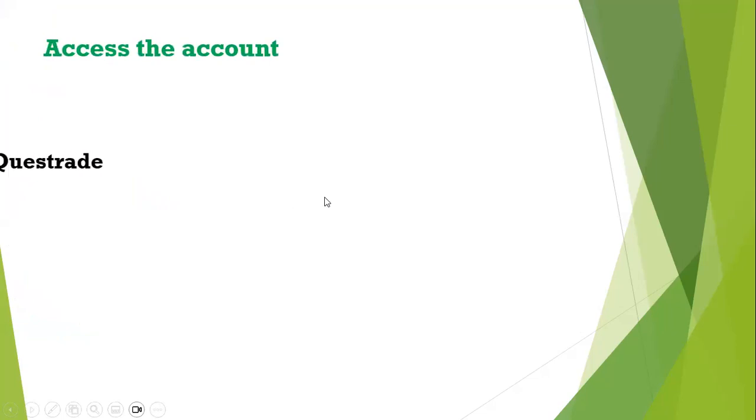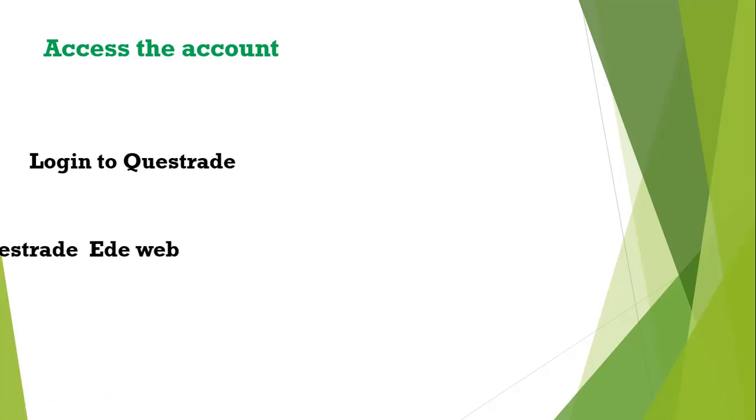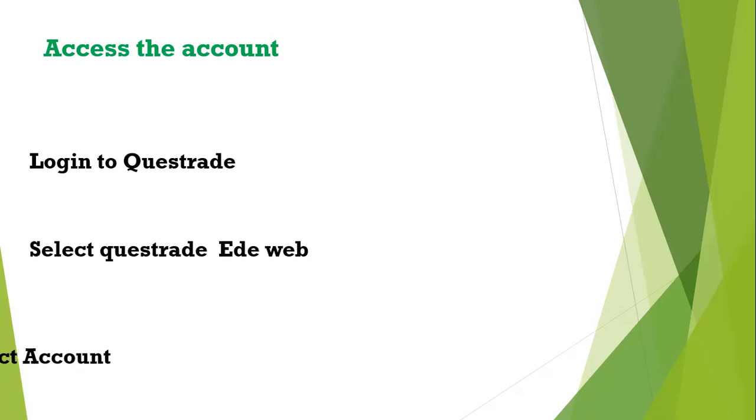To access the statements, you have to log into your app, which is questrade.com. Once you're on the app, you check and click on the Questrade Edge Web. This is where it will lead you to click on the account, and from the account you can click on a report, and the report will take you to the statement. Then you can click on the statement and start reading your statement.